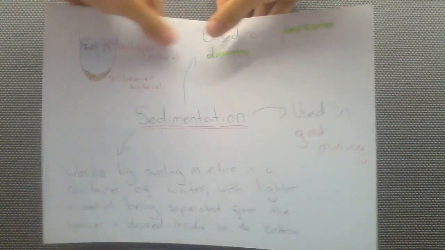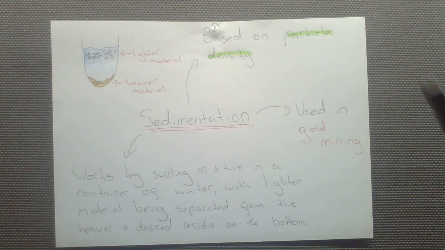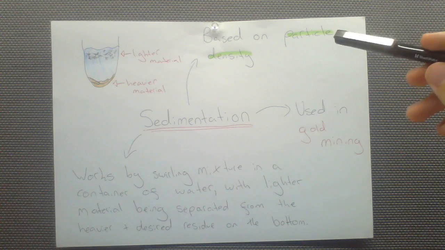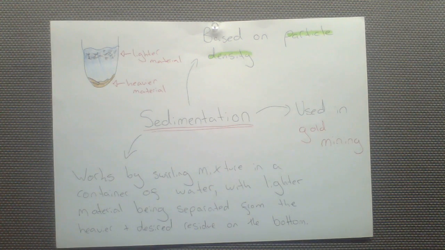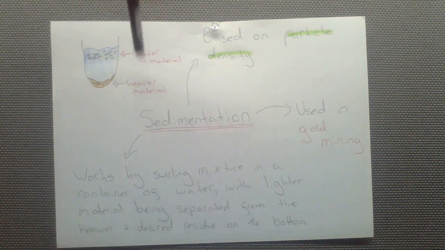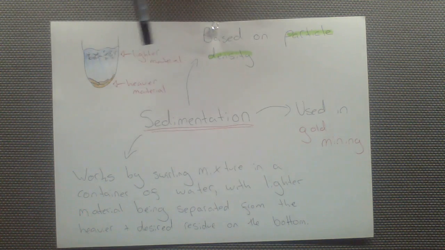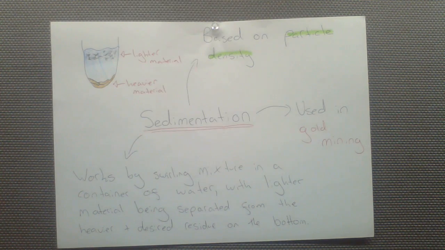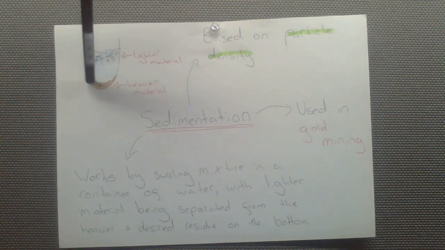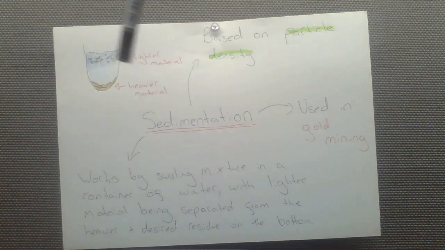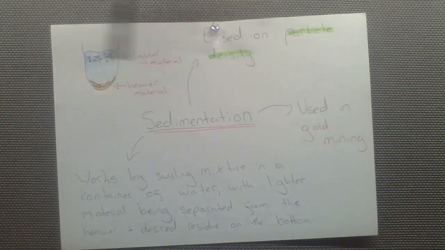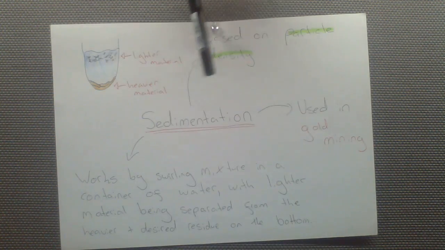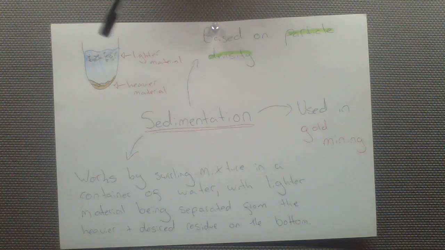Okay, this next one, also using particle size, is sedimentation. It's used in gold mining, and the way this works is you get your container and you put your solvent in it. A solvent is just anything dissolved in water, and you're going to spin it around, and due to centrifugal force, the heavier material will collect on the sides and the bottom. Obviously, if you spin it the wrong way, it's not going to work. But if you spin it normally, that's what will happen.